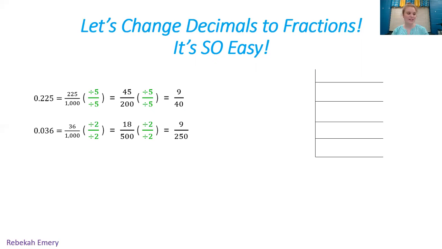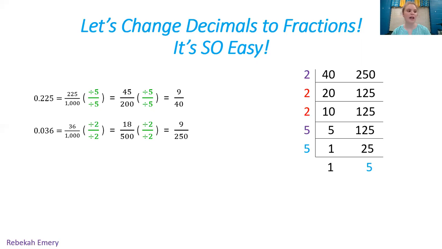Now let's look at 36 thousandths. It is equal to 36 over 1,000, which are both even numbers divisible by 2. We can divide the numerator and the denominator by 2 and reduce the fraction to 18 over 500. Again, we can reduce this fraction by dividing each part by 2. Now we have 9 over 250, which is the lowest term for this fraction.